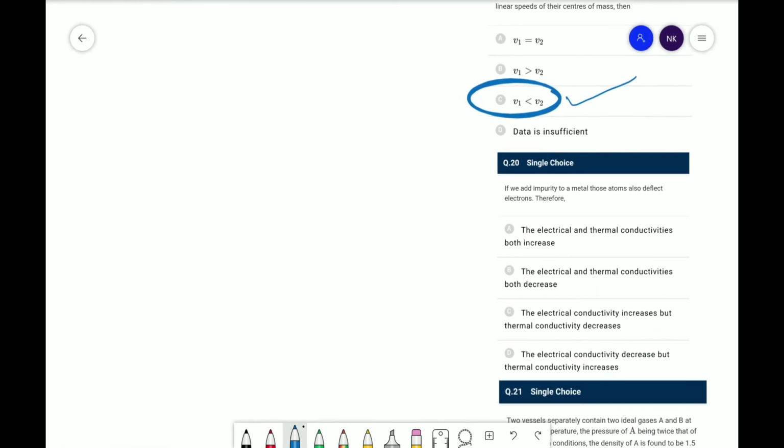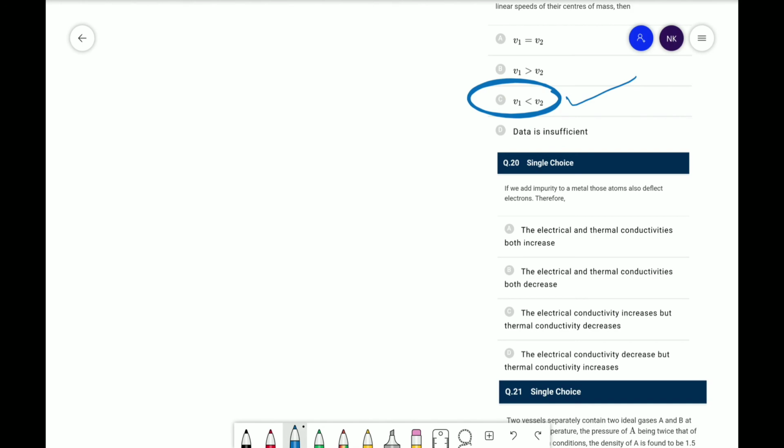What is the next question? In the next question we have, if we add impurity to a metal, those atoms also deflect electrons. Therefore, you have to remember, the number of collisions increases, increasing the thermal and electrical resistance. So if thermal and electrical resistance increases, then thermal conductivity as well as electrical conductivity both decrease.